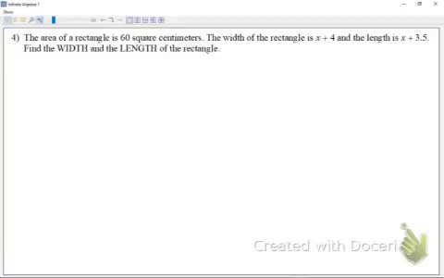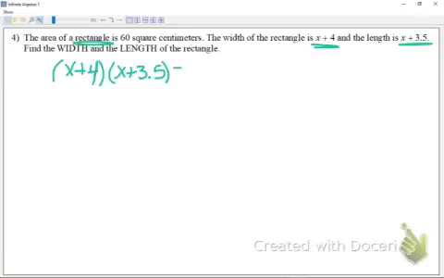Alright guys, let's take a look at question number 4. It says that the area of a rectangle is 60 square centimeters. So we're back to rectangles on this problem. With that, it says the width is x plus 4 and the length is x plus 3.5. Oh my goodness, I'm giving you a decimal. How are we ever going to survive? Set it up the same exact way, guys. We have x plus 4 times x plus 3.5 equals the area of 60. Okay?